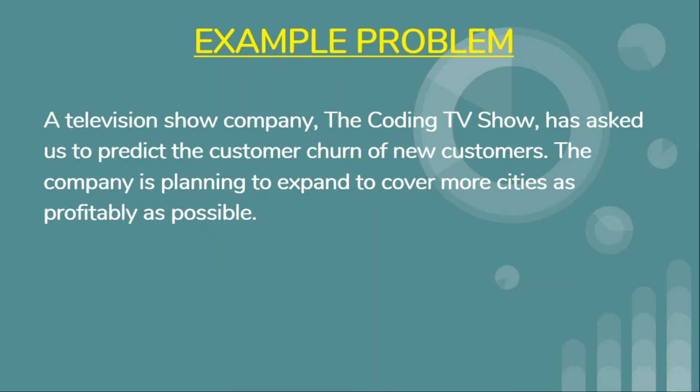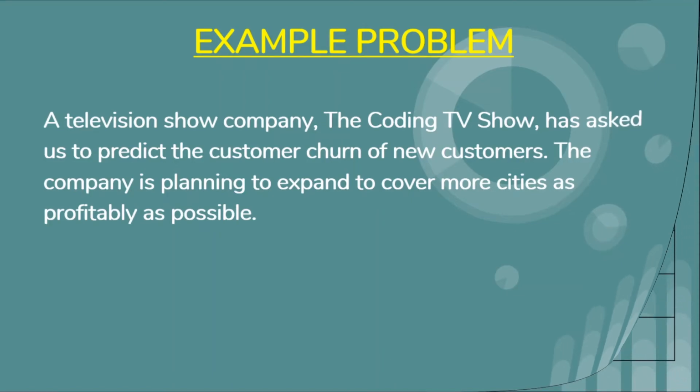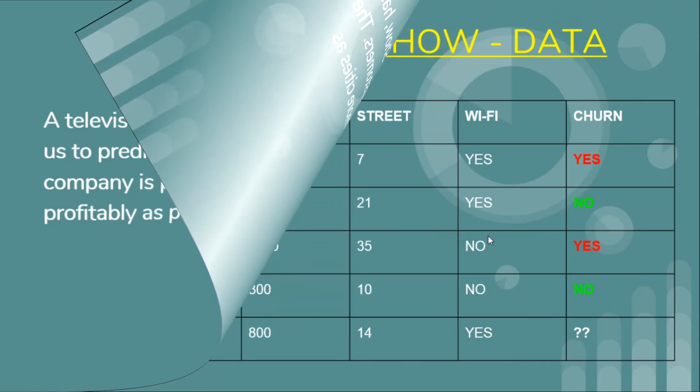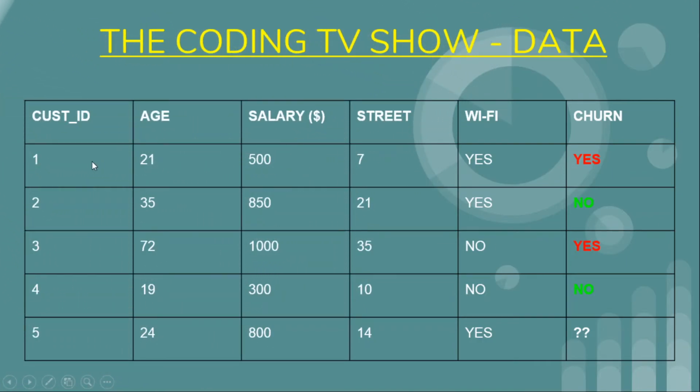And as we move on to the next slide, you'll come to see that this is a very suitable machine learning problem. So this is the data that the coding TV show has provided us with. These are a sample of their customers. Customer 1, 2, 3, 4. Their age, salary, street address, as well as Wi-Fi connectivity.